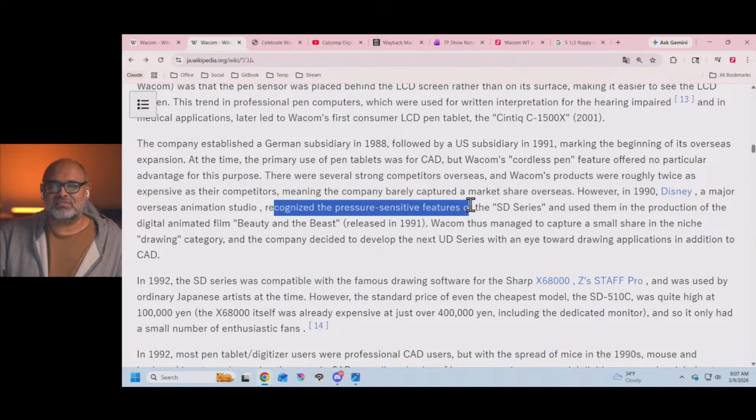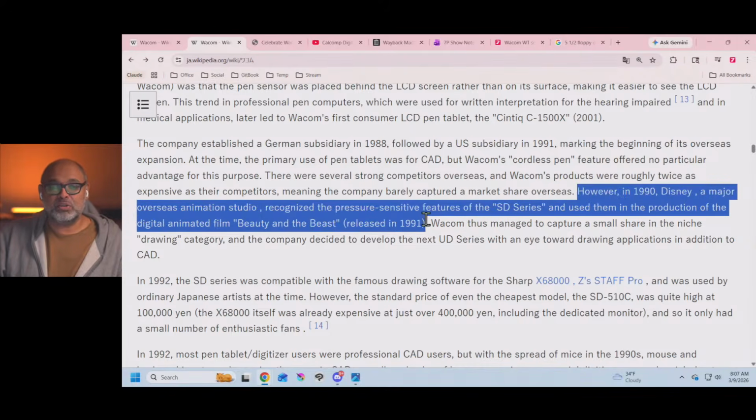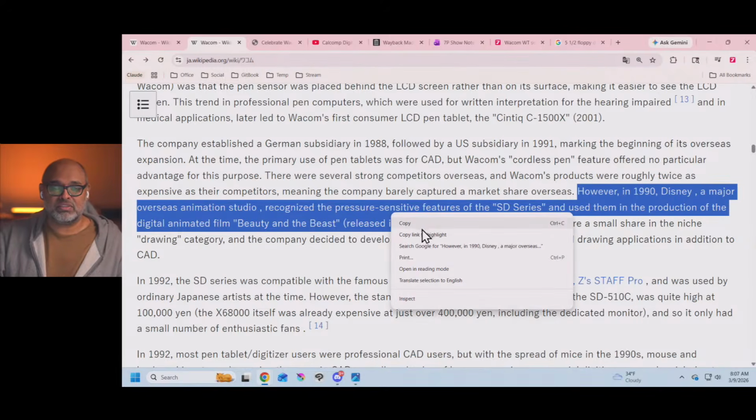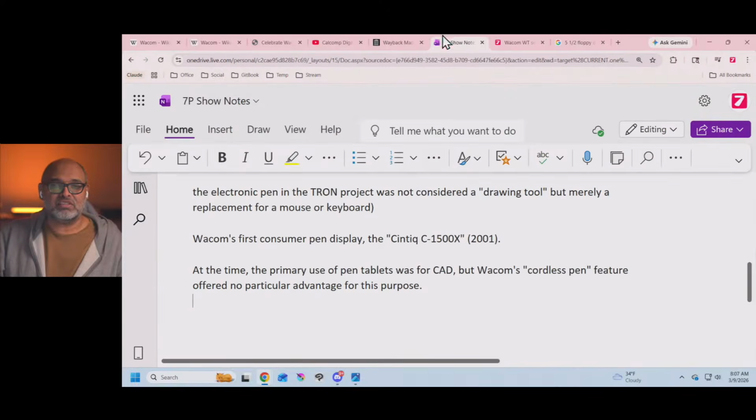Disney recognized the pressure-sensitive features of the SD series, and they used them in the production of Beauty and the Beast. Now, I believe it's only one scene, by the way. We'll see if we can find out more information about this. I think it's just one scene there.